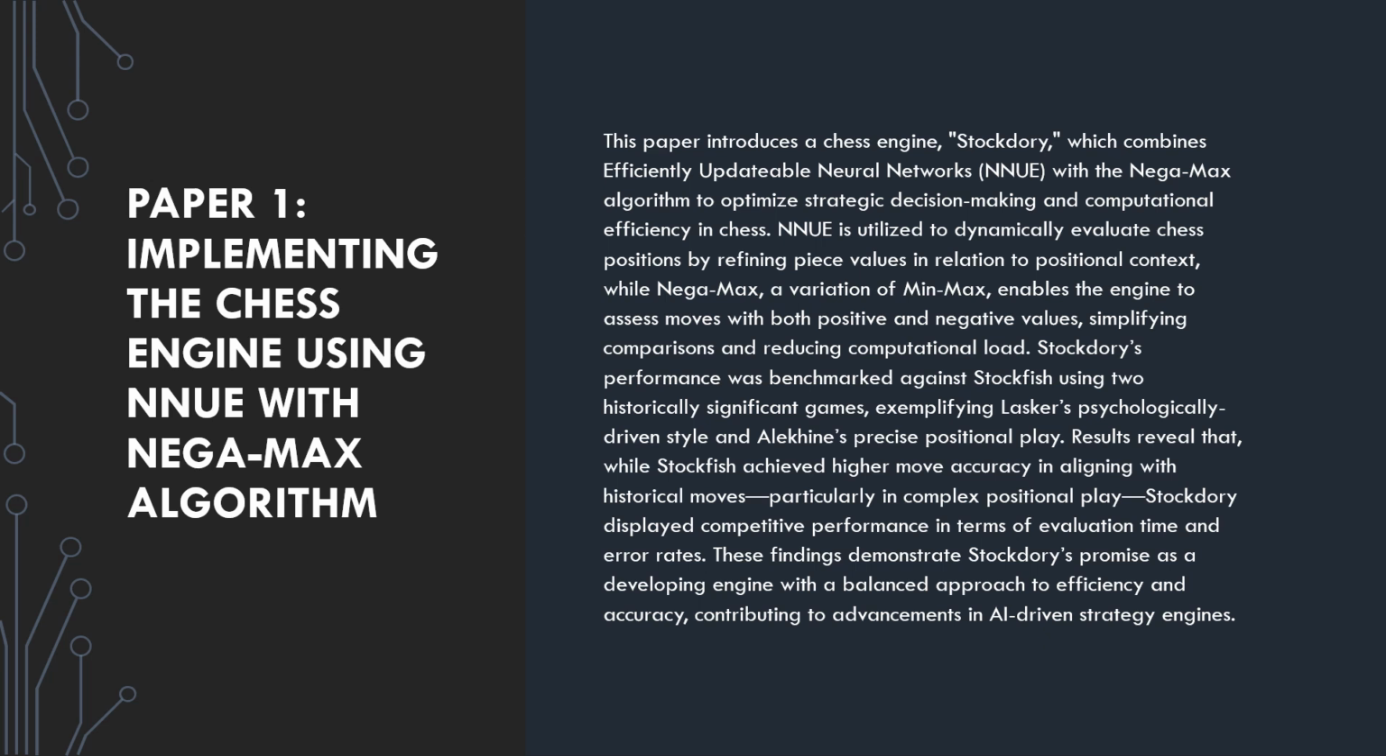Paper 1 is implementing the chess engine using NNUE with the Negamax algorithm. So this paper presents a chess engine that integrates the NNUE, or efficiently updatable neural network, with the Negamax algorithm, which is just a variation of the Minimax algorithm that allows for negative numbers, to improve decision-making efficiency and strategic depth. The problem tackled is enhancing traditional engines like Stockfish by leveraging NNUE's dynamic evaluation of piece values and a Negamax algorithm's simplified feasibility comparisons using both positive and negative values, which reduces computational load.